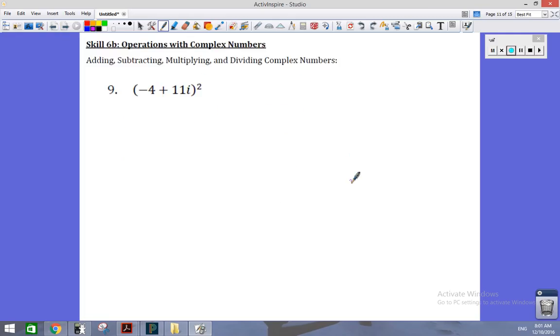Here's one that students will accidentally make some mistakes on, because they'll think that this is negative 4 squared plus 11i squared. Exponents don't distribute. You really need to think of this as a binomial times a binomial. And most people are not going to make that mistake in this class, but if you're tired or in a hurry, it's possible that you might.